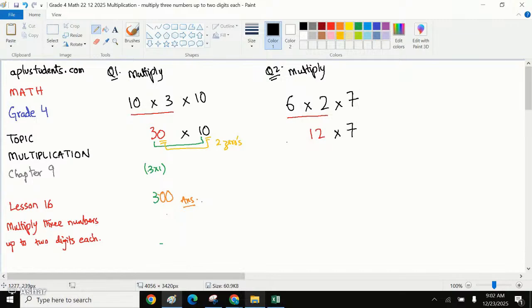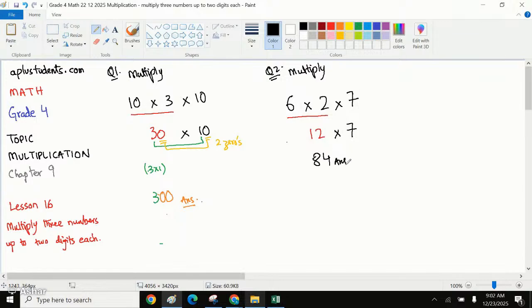And we know that 12 multiplied by 7 is, can anyone give me the answer? What is 12 multiplied by 7? See, we can do it like that. We can say 7 multiplied by 10 is 70. 7 multiplied by 11 is 77. And 7 multiplied by 12 is 84. So we can say the answer comes out to be 84.